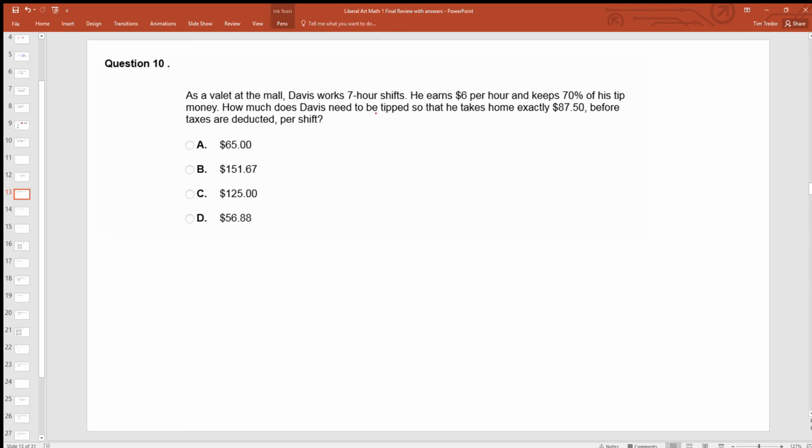All right, some things that aren't changing in this process. He's got 7-hour shifts and he makes $6 for every one of those hours. And we want to make $87.50. So we want $87.50. And then that'll come from 7 times 6 for the hourly wage, plus 70% of his tip money. So what we don't know is the tips. So 70% as a decimal, 0.7, and we'll use T for tips. T equals tips.